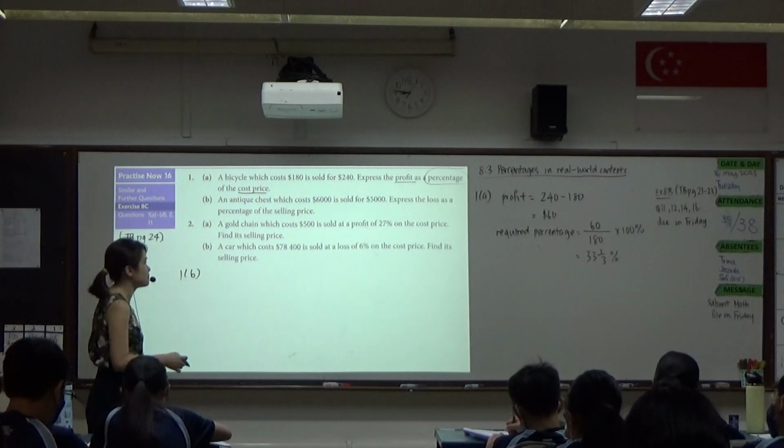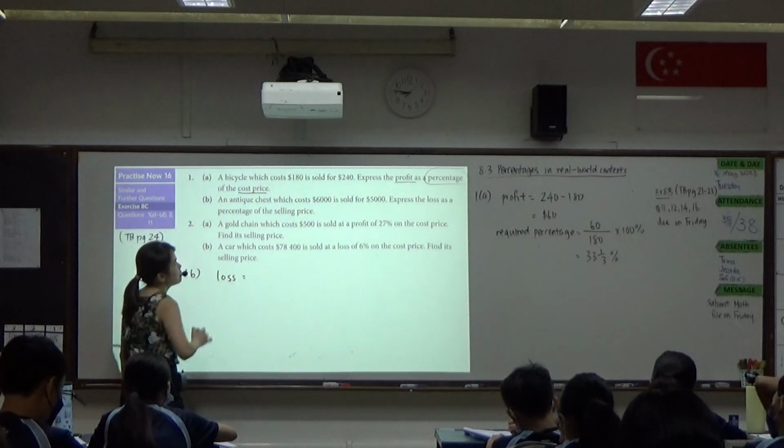Percentage of the selling price. So the loss itself, what would it actually be?